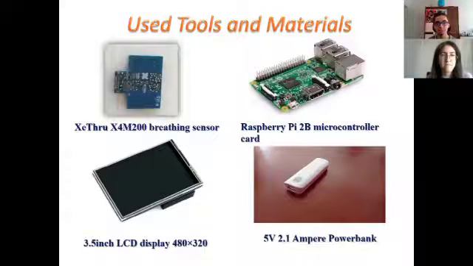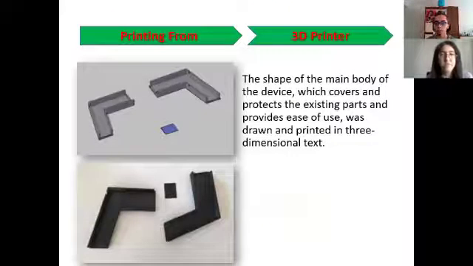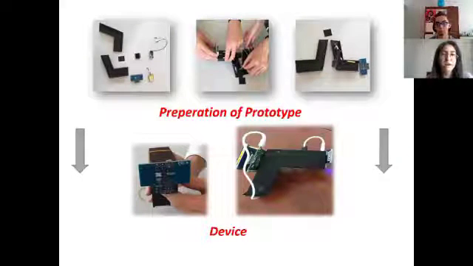Methods. In the project, we use the breathing sensor, Raspberry Pi 2B microcontroller board, screen and power bank. In the project, we designed the live detector, made the software of the live detector, extracted the 3D output of the live detector, and performed the assembly of the device. The shape of the main body of the device, which covers and protects the existing parts and provides useful use, was drawn and printed in three-dimensional text. Preparation of prototype device.